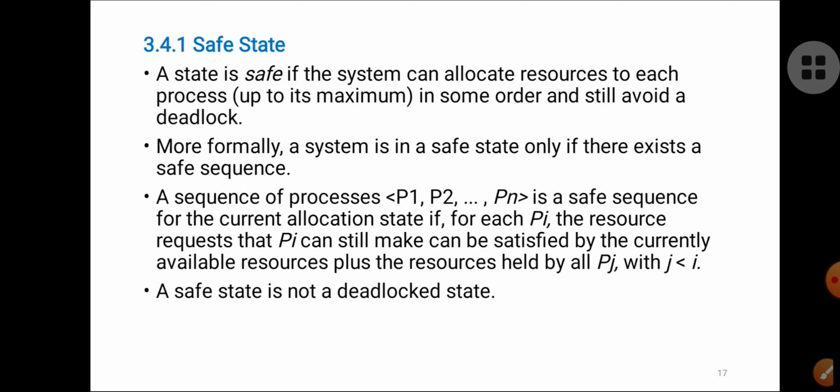If for each process Pi, the resource requests that process Pi can still make can be satisfied by the currently available resources plus the resources held by all processes Pj, with j less than i. So the safe state is not a deadlocked state.